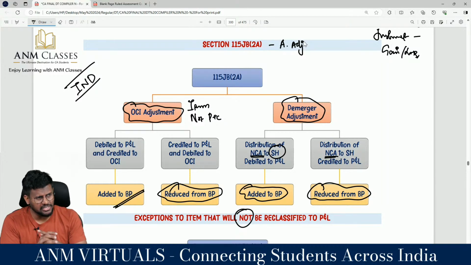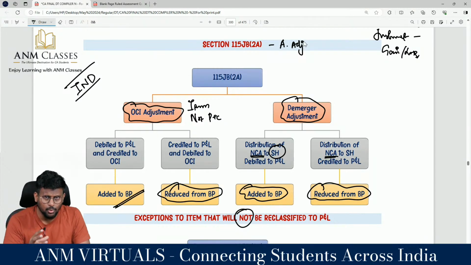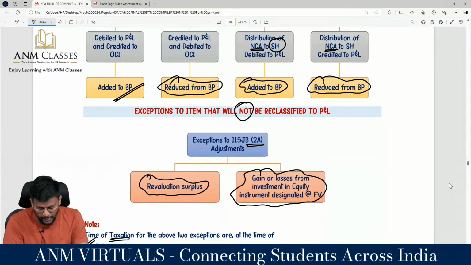With regard to demerger adjustment, as per the respective Ind AS, if you distribute non-cash assets to the shareholders of the resulting company during demerger, that amount may be a gain or loss. If it is a loss, you will debit the P&L account, and it should be added back. And if it is a profit, you will credit the P&L account, and you have to reduce it. These are otherwise called annual adjustments under 115 JB subsection 2A.